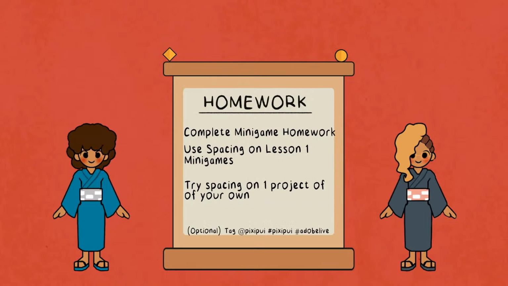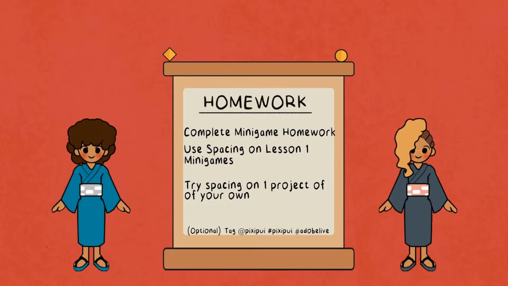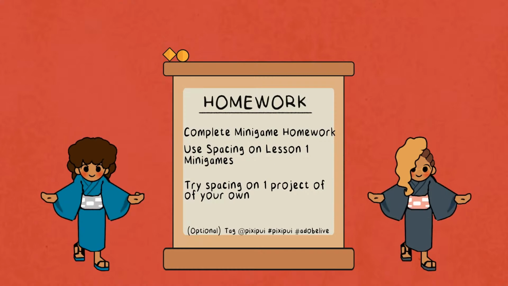So your homework is to complete the minigame homework, of course. Use spacing on the lesson 1 minigames. Don't worry if you didn't have the files before, because you've downloaded today's lesson files. You actually do have lesson 1 minigames in a folder just at the top. After that, try spacing on one project of your own. Now this could be anything, but by you doing this will let yourself know that you actually know the fundamentals of timing and spacing.